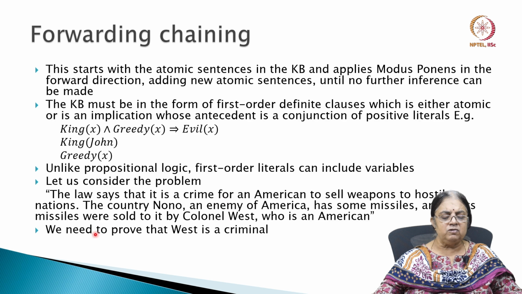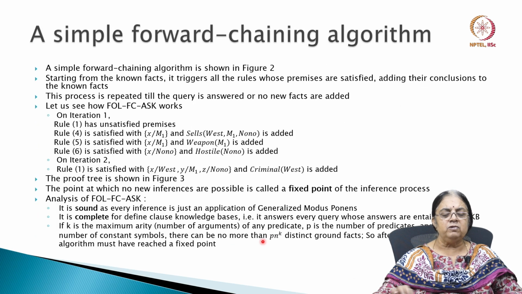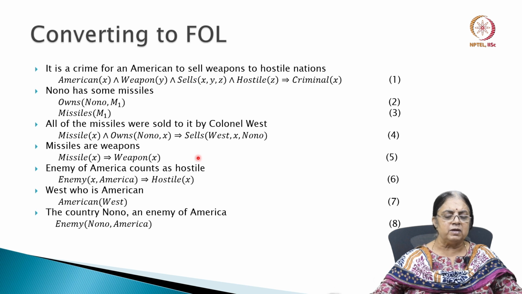Then we need to also add that West is a criminal. So Criminal(West), we have to negate it. Sorry, we are doing forward chaining, so let's leave it at that. We need to prove that West is a criminal. So what do you do in forward chaining? Like I said, you start from the facts and see which rules it triggers, which means the left hand side of the rules have to be seen whether they can be instantiated.